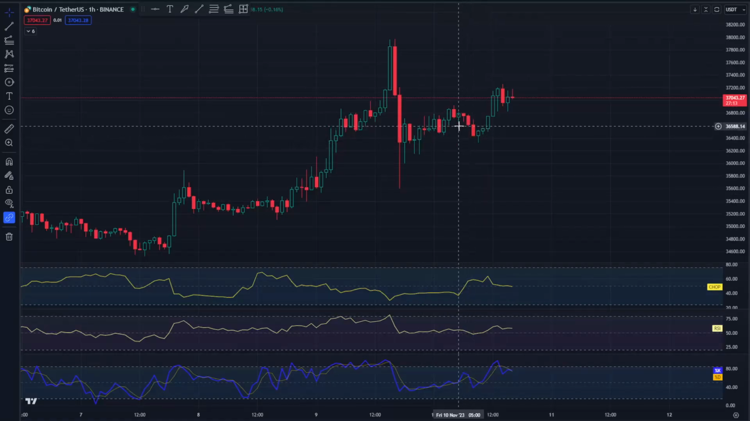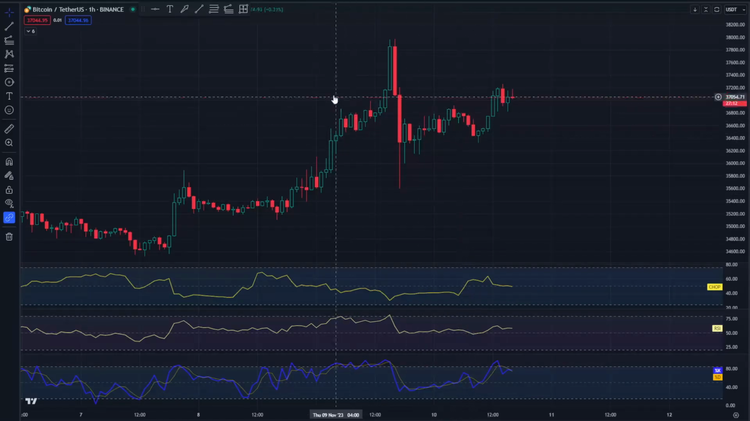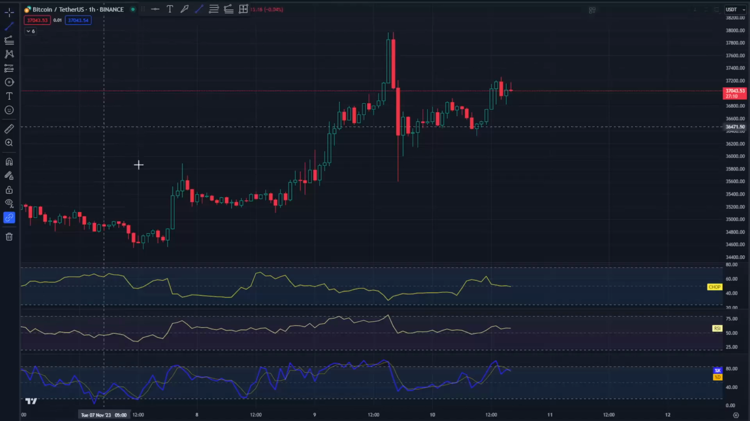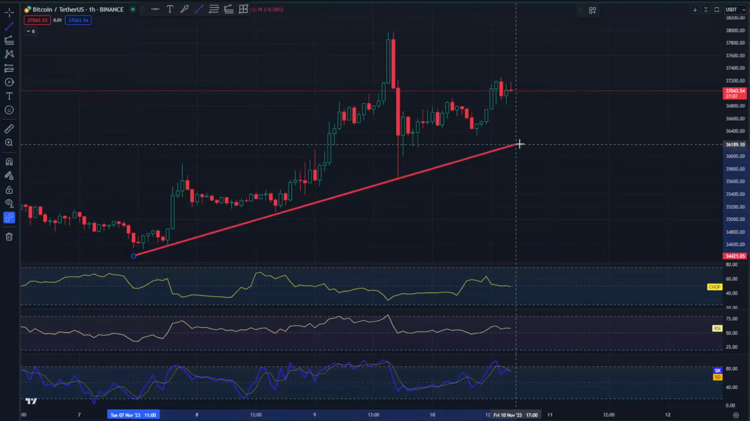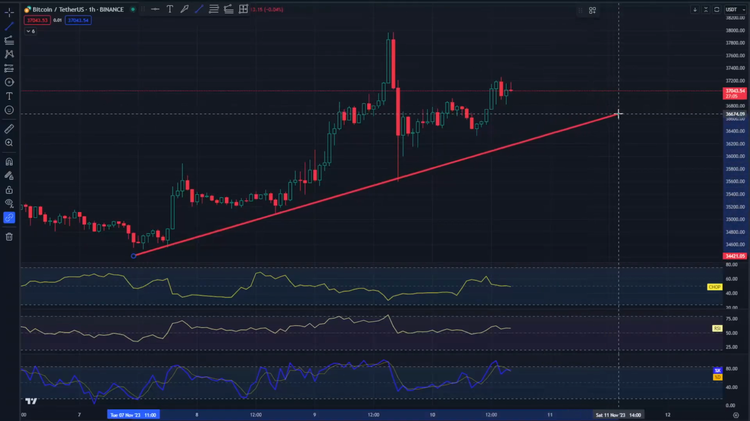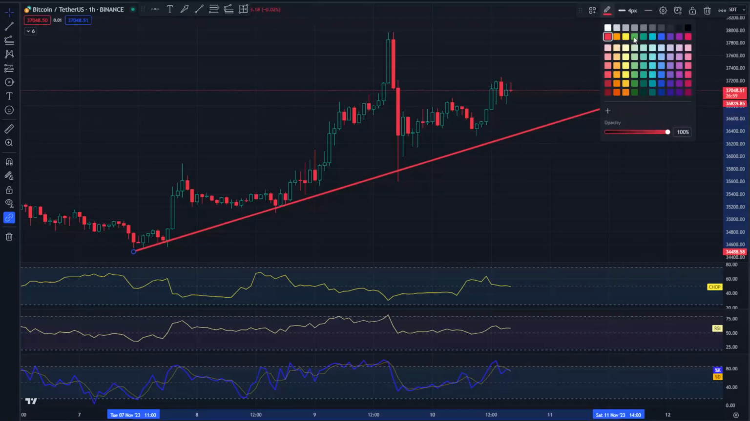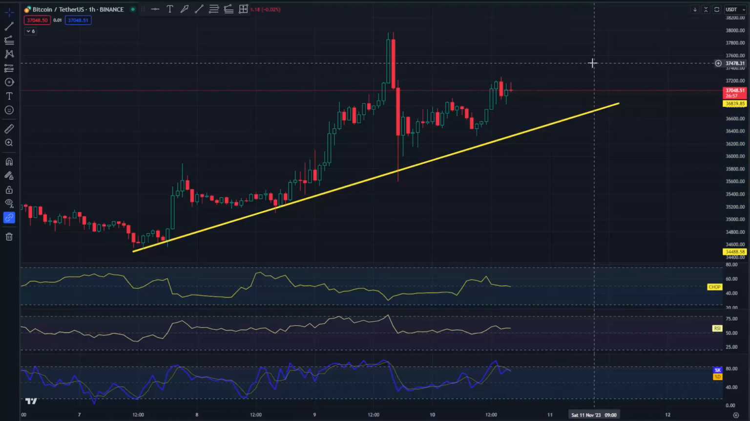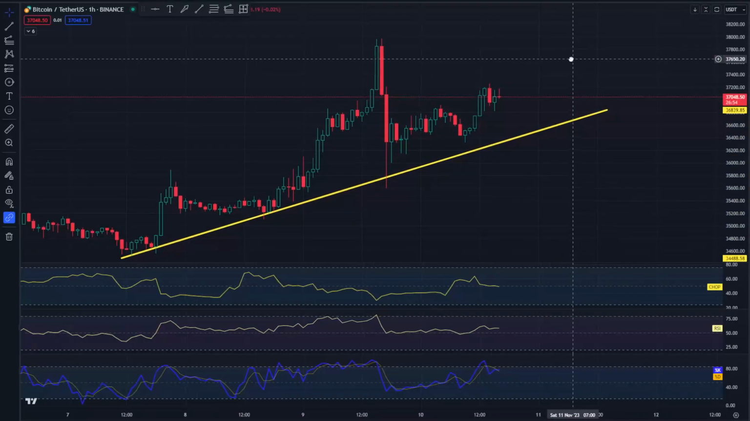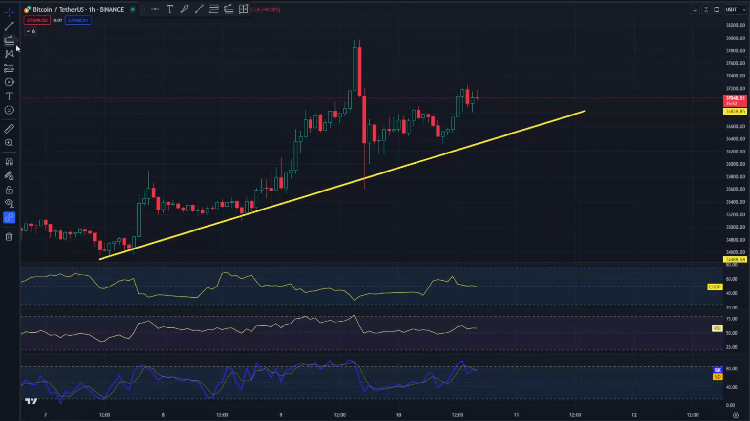Let's start by checking the current situation on BTC in the USDT pair, taking into account the 1-hour interval. First, we will use the yellow line to mark the upward trend line above which the price still remains. Now we can move on to marking support areas in the event of a correction.